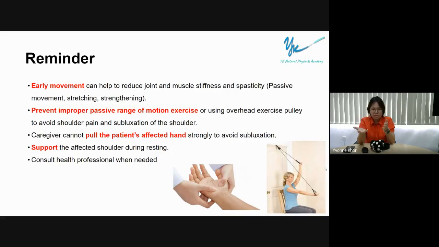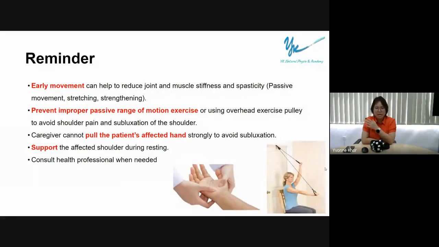For patients who have spasticity, I need to see the stage, because of improper passive movement of your shoulder, as your affected shoulder is not able to lift up. If you passively move it too strongly, maybe the shoulder will have pain and subluxation. So for the pulley, be careful, those who have a pulley at home. Third, caregivers cannot pull the patient's affected hand strongly to avoid subluxation.